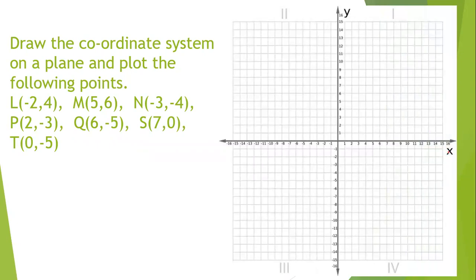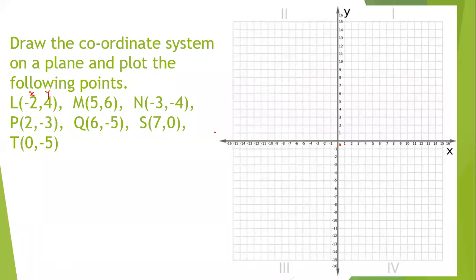We have x-axis, we have y-axis, and let us mark the origin over here. Right. So let's start with the plotting. The first is L, (-2, 4). So the first coordinate is the x coordinate and the second one is the y coordinate, right?